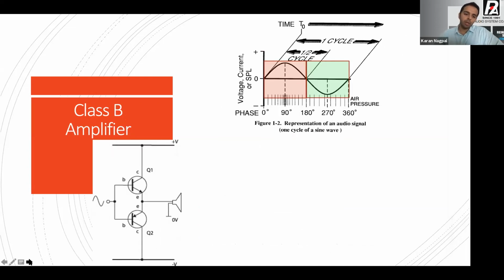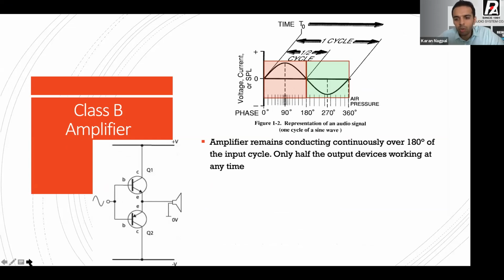With this we go to class B. In class B, as you can see, there are two portions of a transistor, or even a field effect transistor or bipolar junction transistor. At any given point only one part is conducting. You can see either the red part is conducting or the green part is conducting. So at any given point, just one portion of your signal is conducting.